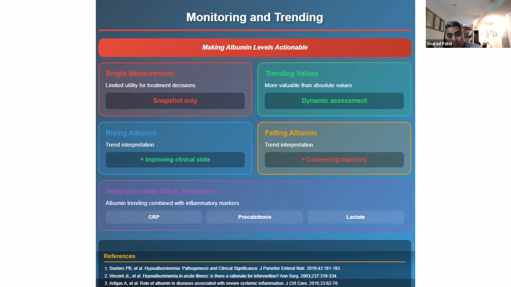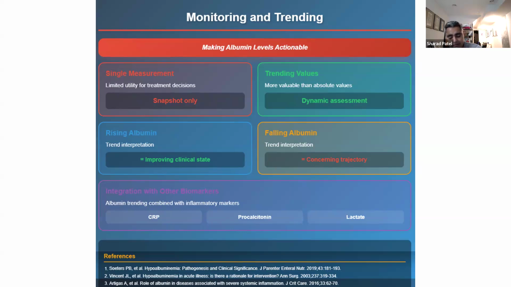Trending values, if it's trending downwards, probably gives us a little more trajectory information on whether this patient is clinically improving or not. I would imagine it's almost a biomarker for total health. Just like we trend creatinine for kidney function, we might be able to trend albumin to see if it's going in the wrong direction. Is this a situation where our current therapeutics are not working? In the same way, a rising albumin likely means the patient's clinical state is improving. So you can trend it for trajectory. Falling is likely a concerning trajectory.